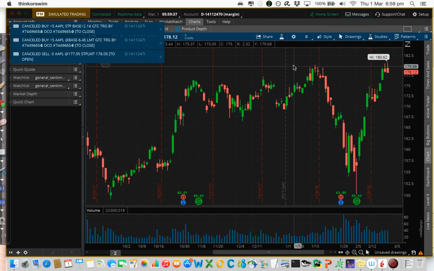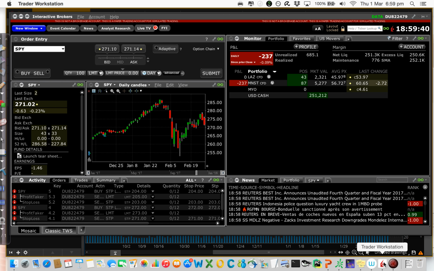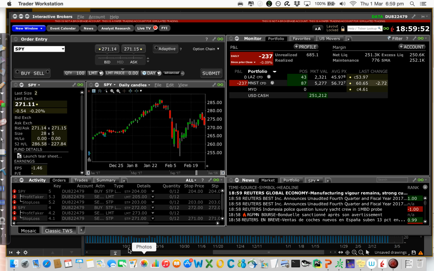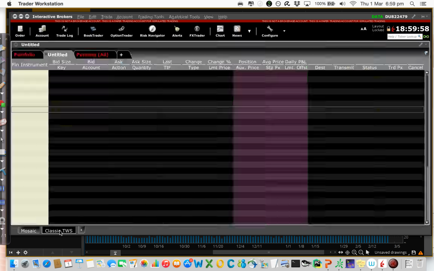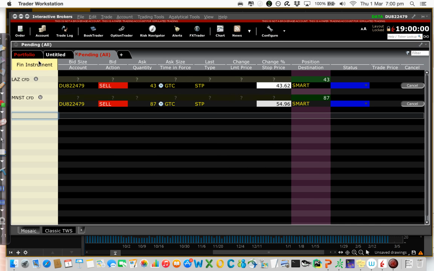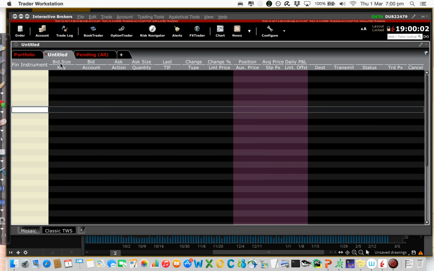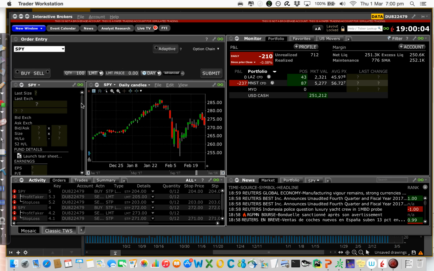Now let's move to Interactive Brokers. Okay, so this is the Interactive Brokers Trader Workstation platform, and as you can see, it looks a little more complex than Thinkorswim. And here you can see there is this Mosaic or Classic, and the Classic one is something like that. Okay, so let's start with the Mosaic.